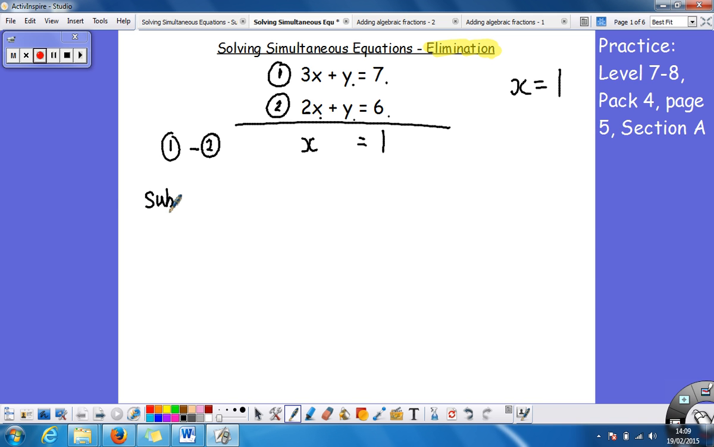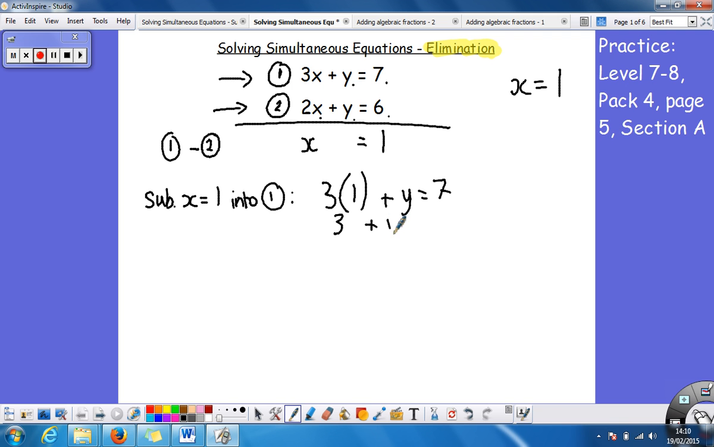That is one solution, but of course I need to find out what the value of y is. So I'm going to substitute x equals 1 into one of my original equations, either equation 1 or equation 2. It doesn't really matter which one we try. I'm going to choose equation 1. So if I do that substitution, I've got 3 times my x, which is 1, add y equals 7. So 3 add y equals 7, so my y value must equal 4. So now I've got a solution for y equals 4, nice and quickly, nice and easily.